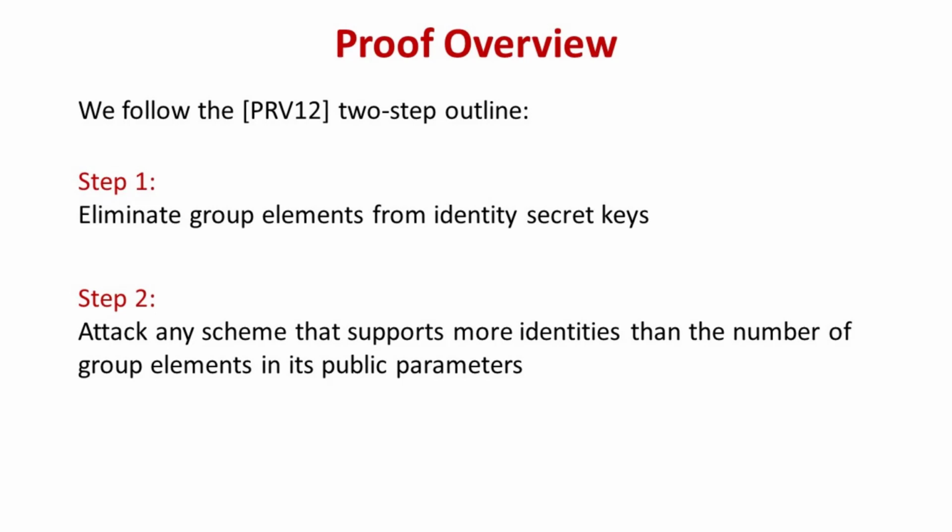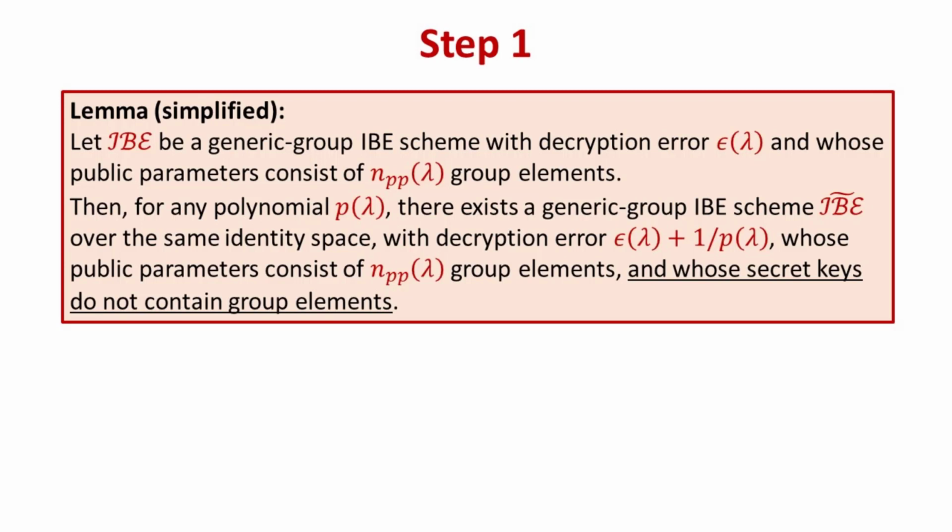Our transformation modifies the secret keys and modifies the decryption algorithm, but does not modify the public parameters or the encryption algorithm. Thus, given step 1, we are left to prove our result for schemes in which secret keys consist only of explicit strings. Then, in step 2, we present an attack on any such scheme that supports more identities than the number of group elements included in its public parameters. The remainder of this talk consists of a high-level description of these two steps, and let's begin with step 1, in which we prove the following lemma.